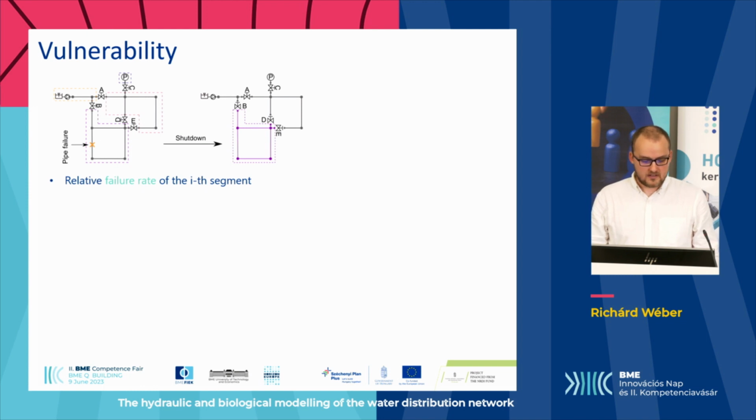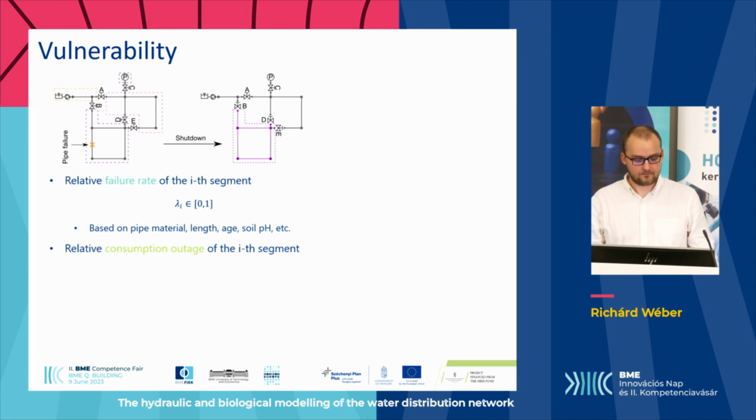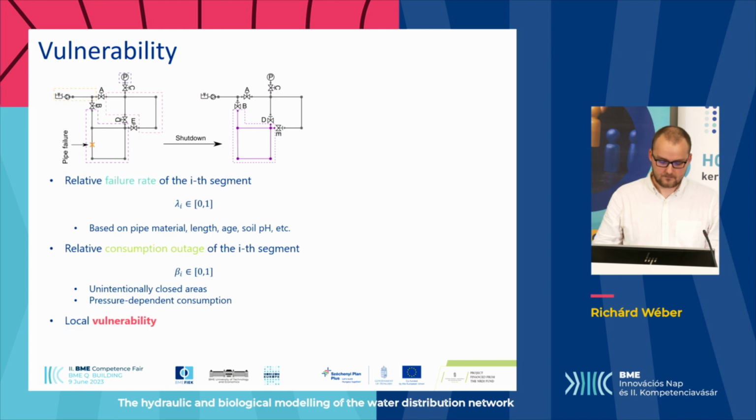We need two metrics. First is the relative failure rate that tells us what is the probability of having a random pipe failure at the segment. We can use pipe material data, pipe length data, etc. And the other metric that we need is the relative consumption outage, which is why we need the hydraulic model. It is also a number between 0 and 1, and it tells us, in case of a random pipe burst, how much water is not served during the reconstruction.